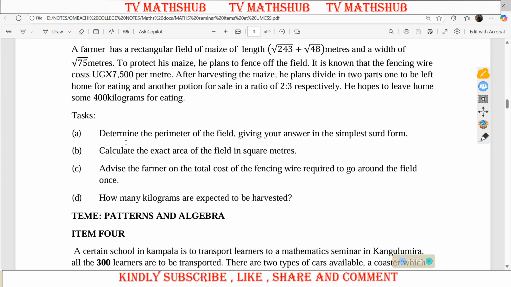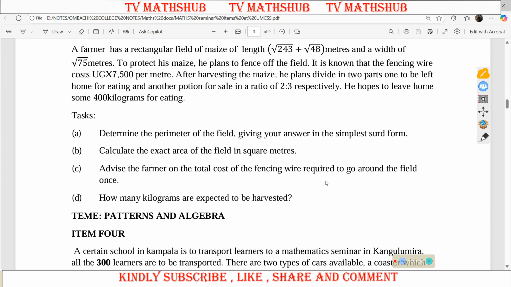Our tasks: A. We need to determine the perimeter of the field, giving your answer in the simplest surd form. B. Calculate the exact area of the field in square meters. And C. Advise the farmer on the total cost of the fencing wire required to go around the field once. How many kilograms are expected to be harvested?